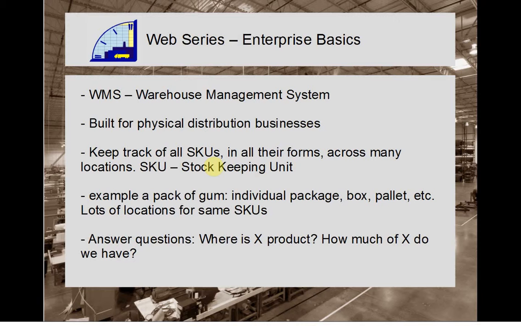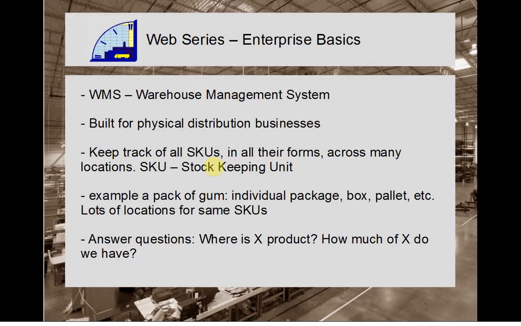You'll have one SKU. A SKU is called a stock keeping unit. Let's take an example of a pack of gum. A pack of gum is one stock keeping unit. You can store that gum in multiple forms. It can be a single, the thing you buy at the grocery store, or there can be a box of gum that can be purchased by the store itself, or there could be a pallet of boxes of gum.